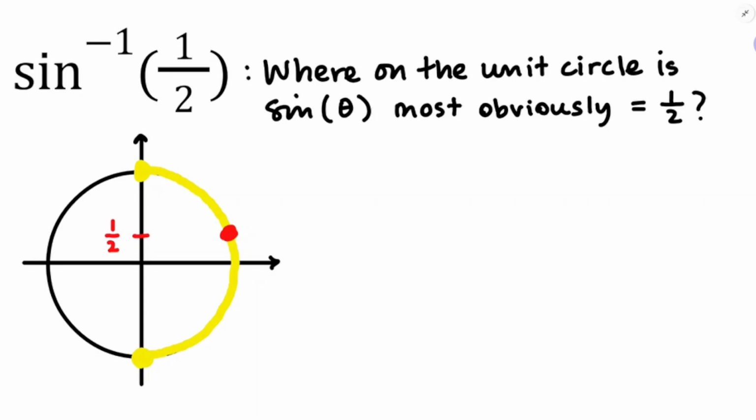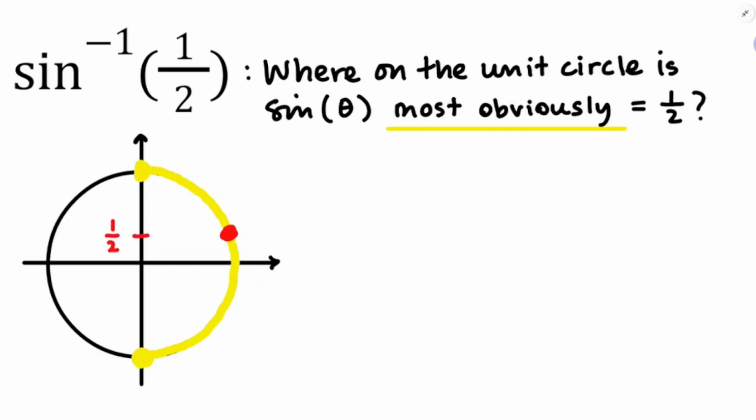When I say most obviously, that's probably what I'm going to be talking to you about next year in calculus, in the rare instance that we have to evaluate one of these things. Inverse tangent of 1 comes up from time to time in AP calculus, and that's where on the unit circle is tangent theta most obviously equal to 1, and that's a question we'll answer later in this video, I'm sure.